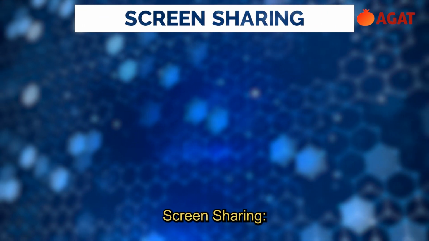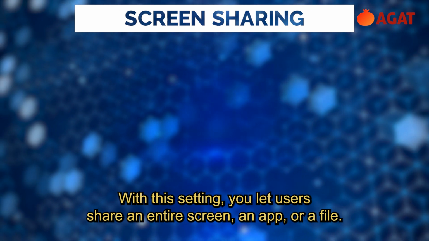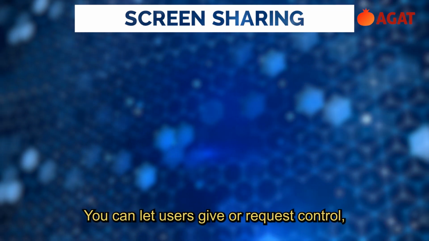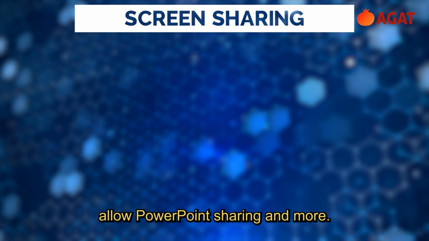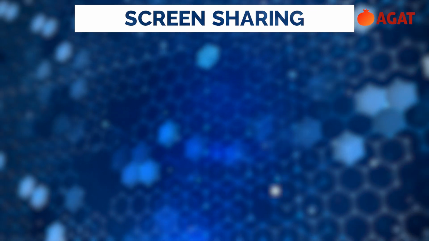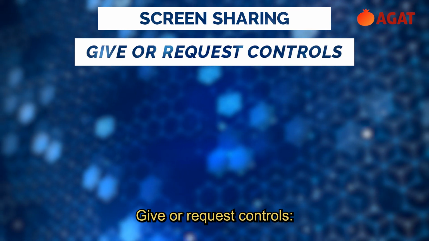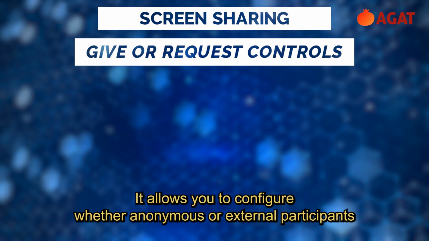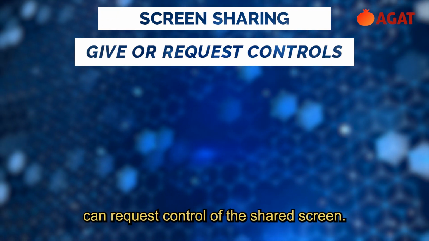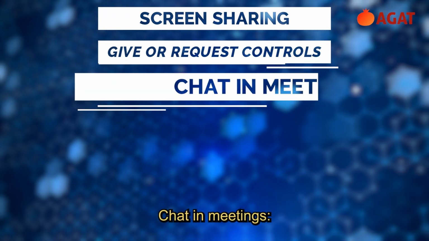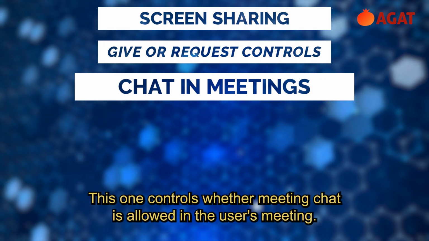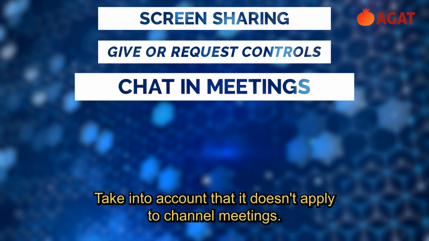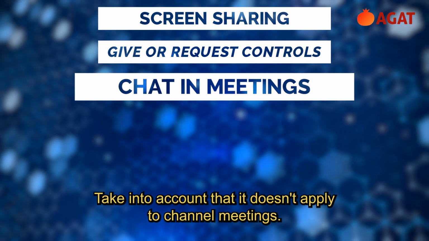Screen sharing. With this setting, you let users share an entire screen, an app, or a file. You can let users give or request control, allow PowerPoint sharing, and more. Give or request control allows you to configure whether anonymous or external participants can request control of the shared screen. Chat in meetings. This one controls whether meeting chat is allowed in the user's meeting. Take into account that it doesn't apply to channel meetings.